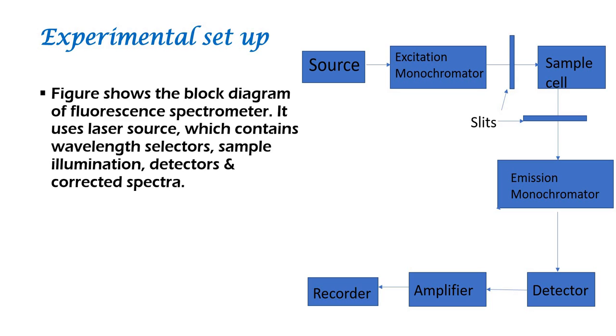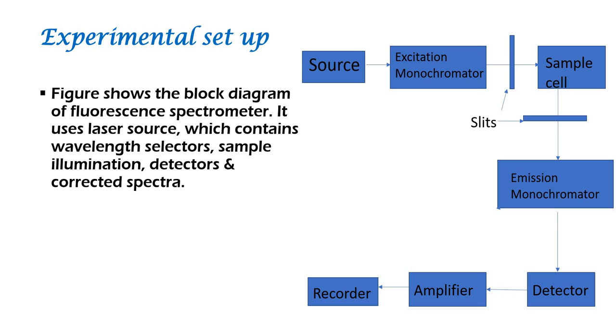Next are the slits. The entrance and exit ports of each monochromator have continuously adjustable slits. The emission monochromator's slit controls the intensity of the fluorescence signal recorded by the signal detector. The wider the slits are, the more light falls on the sample and detector, but the resolution decreases.